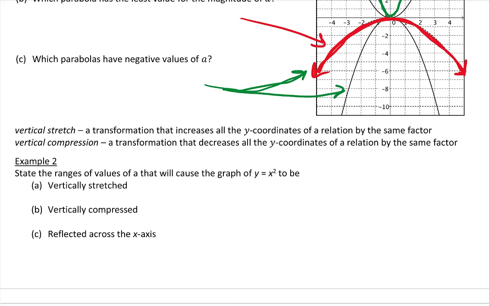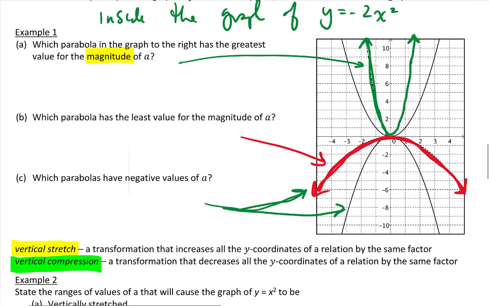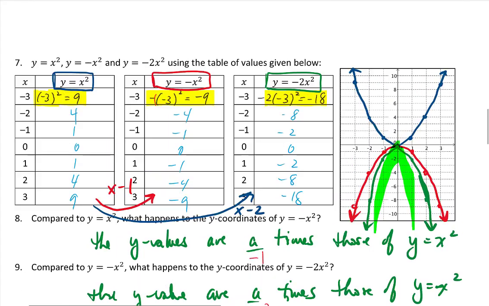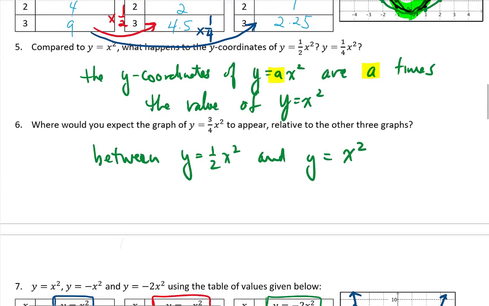So here's some new terminology. A vertical stretch is a transformation that increases all the y coordinates of a relation by the same factor. And then a vertical compression is a transformation that decreases all the y coordinates of a relation by the same factor. So what does that mean? If you go to these graphs here, you see that.